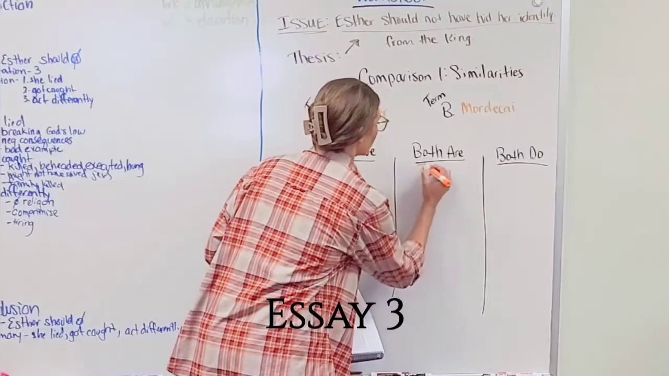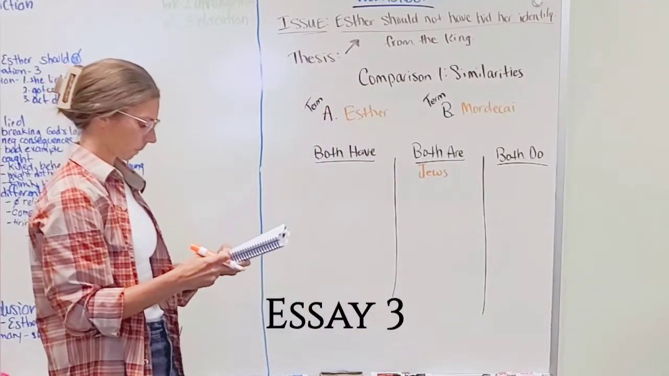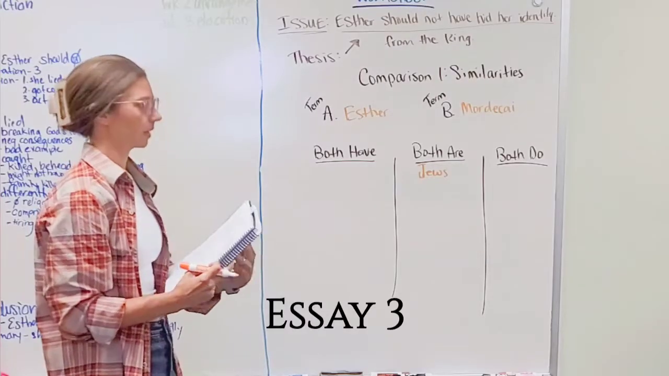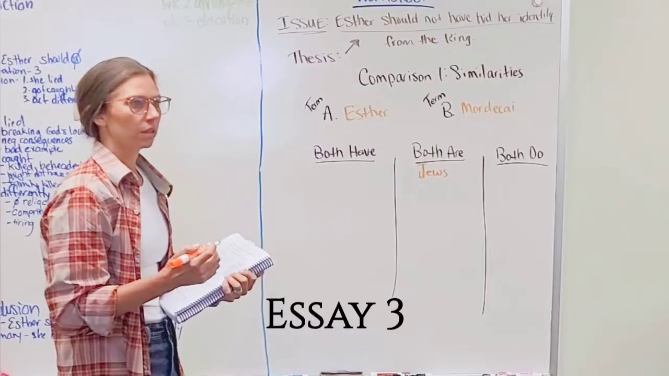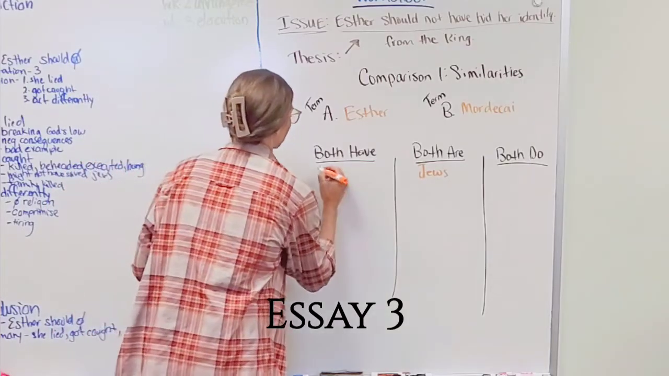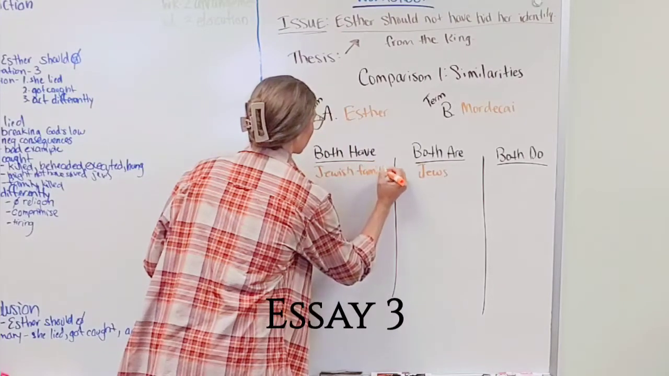Sometimes I feel like it gets confusing separating the have, are, and do. Yeah. So have could be characteristics. You could say they have Jewish ancestry. You can word it that way. Yeah, for sure. They have tough decisions. You can say Jewish families. I like it. Decisions.